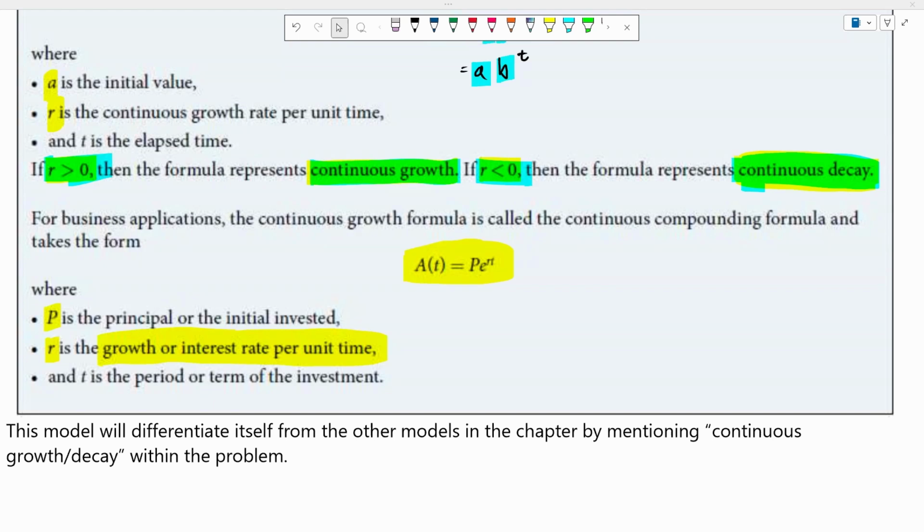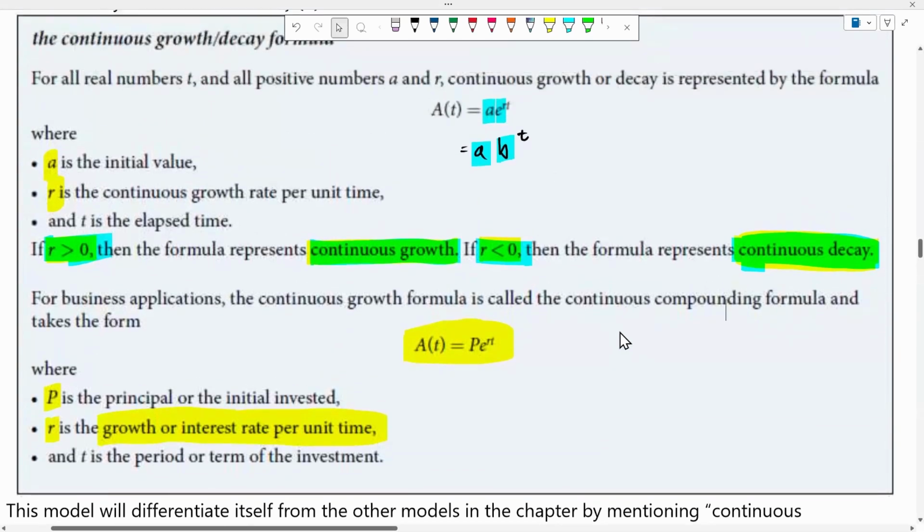All right. Like I said, if you need either one of these two formulas for continuous growth or decay, the problem will spell it out for you. It will say it's going to be a continuous growth, a continuous decay of blah, blah, blah, blah.